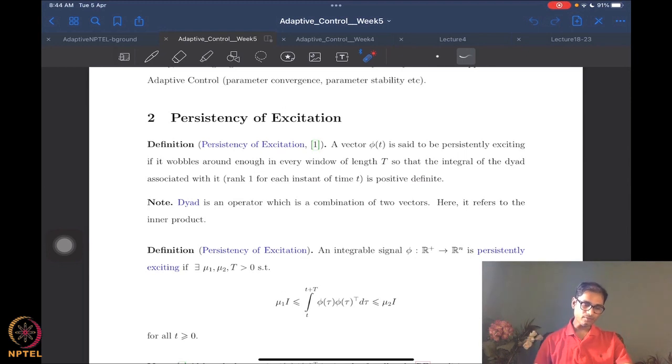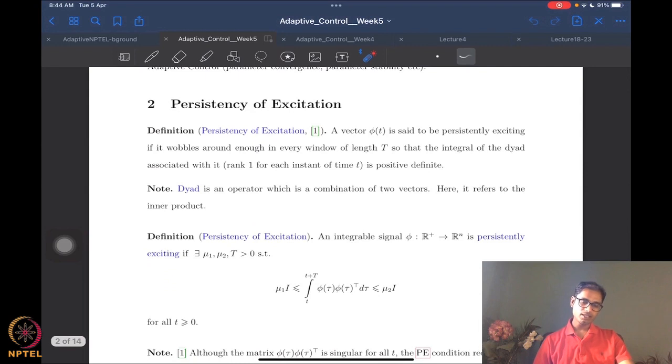And it's made a little bit more formal, saying that the integral of the dyad associated with it is positive definite. Again, we will look at a more mathematically precise version just down below, so we don't have to worry too much about understanding this. But a dyad is an operator which is a combination of two vectors. In this case, it is referring to an inner product, right?